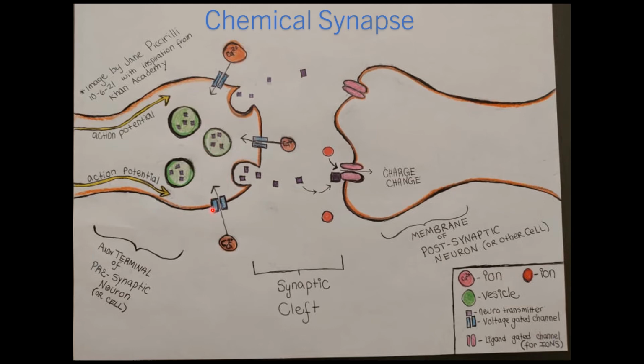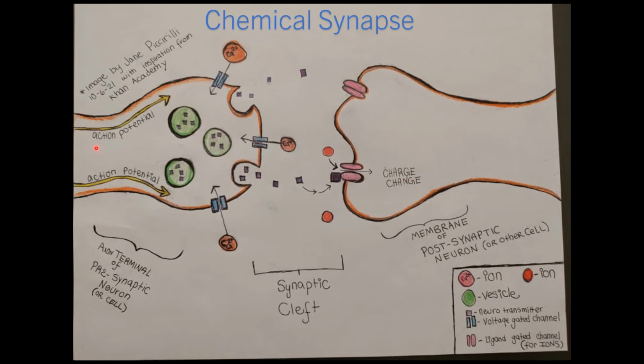The blue rectangles represent voltage-gated channels, and the pink ovals represent ligand-gated ion channels. This little gap area right here between the pre- and postsynaptic spots is called the synaptic cleft. Now that you know what you are looking at, let's discuss the mechanics.